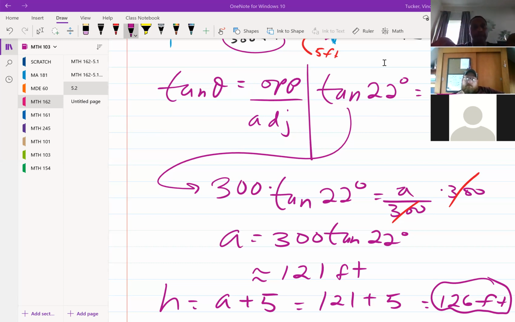Oh, did somebody say something? What's the name of the book? The book is Algebra and Trigonometry, 6th edition by Blitzer. So Algebra and Trigonometry, 6th edition by Blitzer.